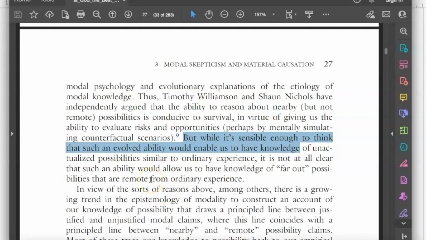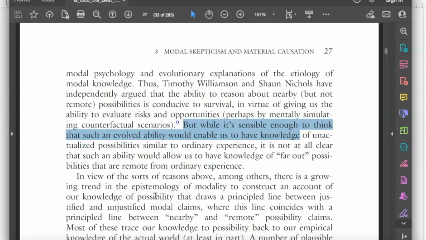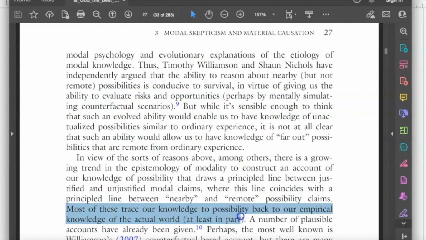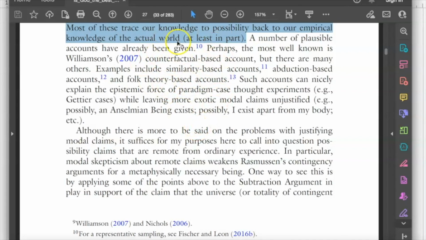In view of the sorts of reasons above, among others, there's a growing trend in the epistemology of modality to construct an account of our knowledge of possibility that draws a principled line between justified and unjustified modal claims, where this line coincides with a principled line between nearby and remote possibility claims. Most of these trace our knowledge of possibility back to our empirical knowledge of the actual world, at least in large part. Anyway, Felipe goes on to detail some of these and give citations, etc. You can pursue those in case you're interested.